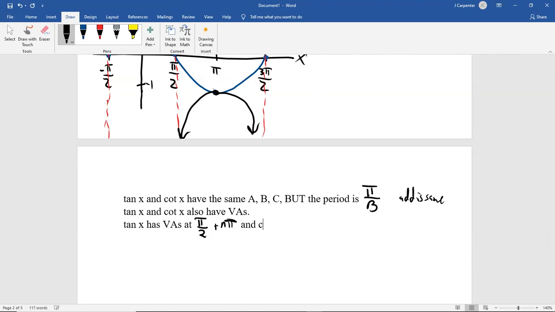and cotangent of x has vertical asymptotes of, well, let's see if we can figure this out. Cotangent is cosine over sine. Sine was the reciprocal of cosecant. Cosecant had vertical asymptotes at multiples of n pi. So it should be the same as that, n pi. I'm not going to show all the justification for that again. I do as much as I can with the little time we have.